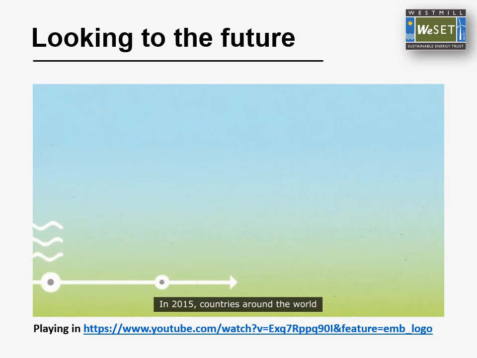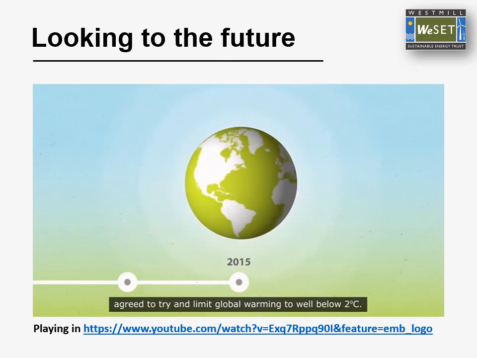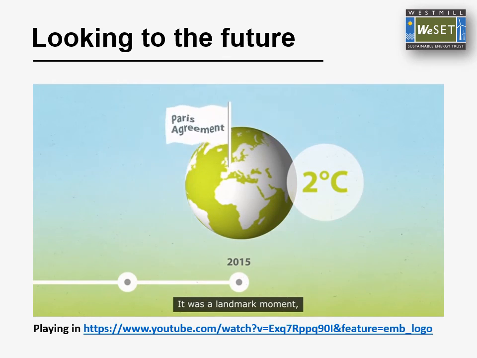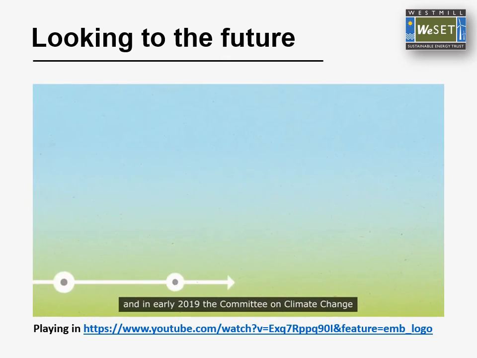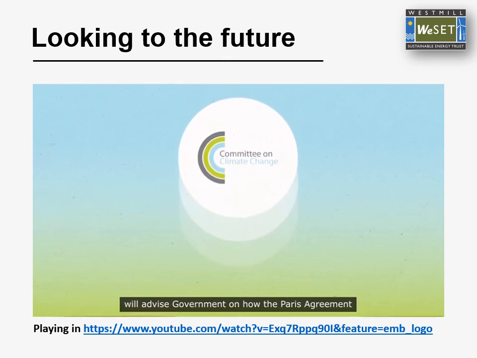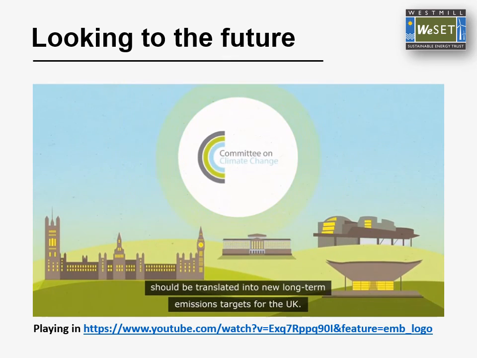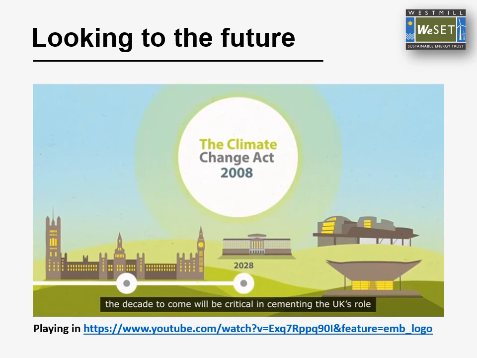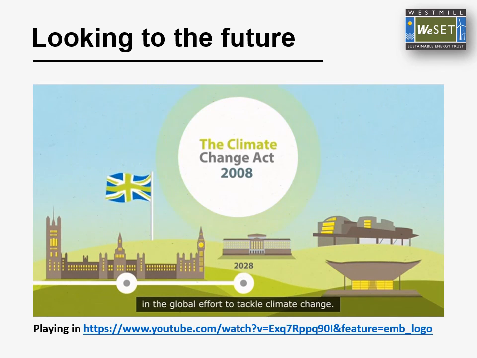In 2015, countries around the world agreed to try and limit global warming to well below 2 degrees C. It was a landmark moment, and in early 2019, the Committee on Climate Change will advise government on how the Paris Agreement should be translated into new long-term emissions targets for the UK. Guided by the Climate Change Act, the decade to come will be critical in cementing the UK's role in the global effort to tackle climate change.